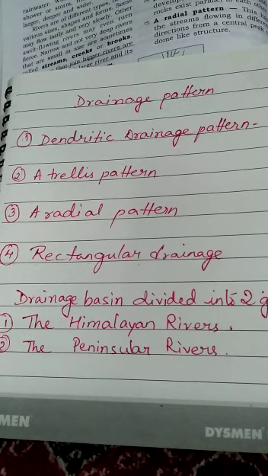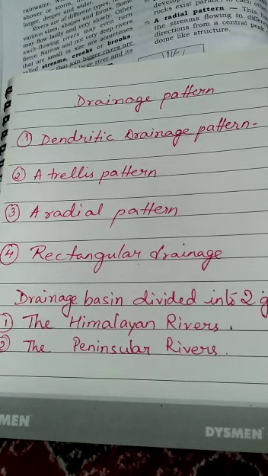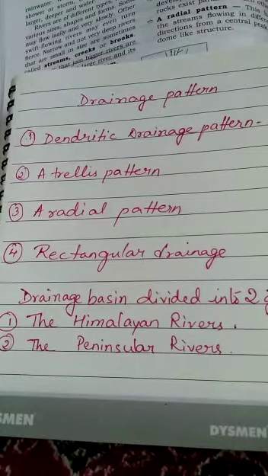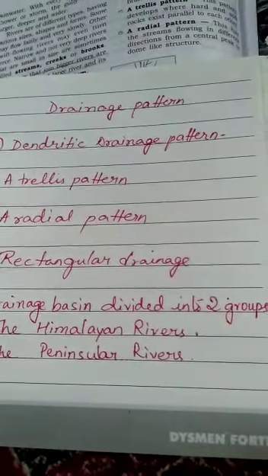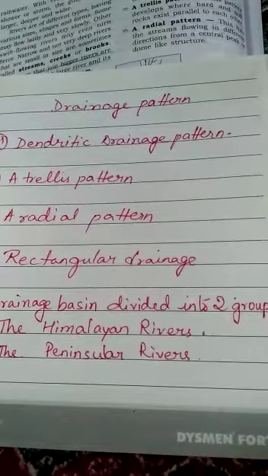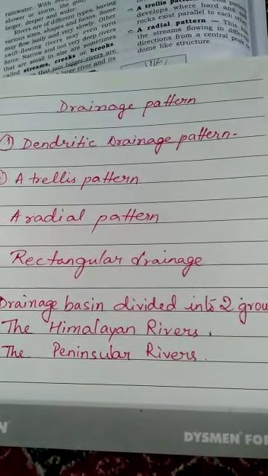According to the drainage basin, India is divided into two major groups. The first one is the Himalayan rivers, and the next one is the peninsular rivers. We will see the distribution of the Himalayan rivers and the peninsular rivers, as well as other parts, in the next video which I'll be making for you.